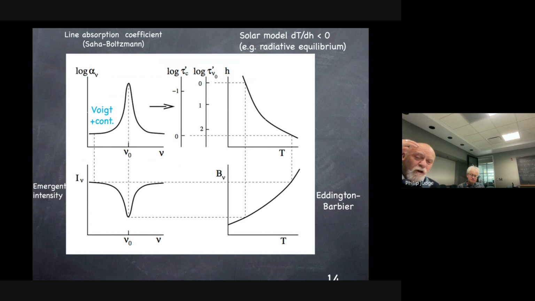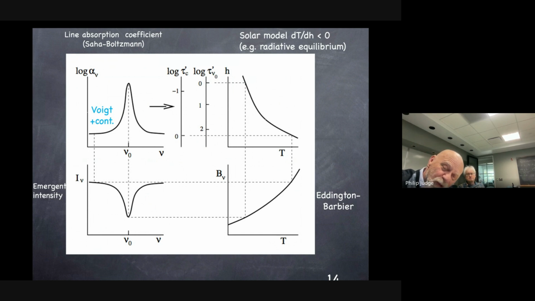We can follow the same argument at nu zero. So we start at the top left, we've got the dotted line in the middle, and we follow that towards the left here, and we see that the line center is optically thick where that 0 is on the top horizontal line on the top right. That's where the height is very high. And that we follow it down to on the x-axis tells us that the temperature is very low. It tells us that the Planck function is very low on the bottom right.